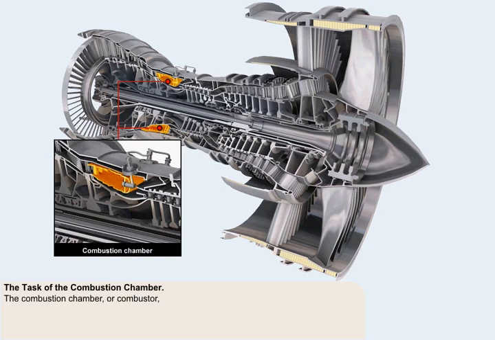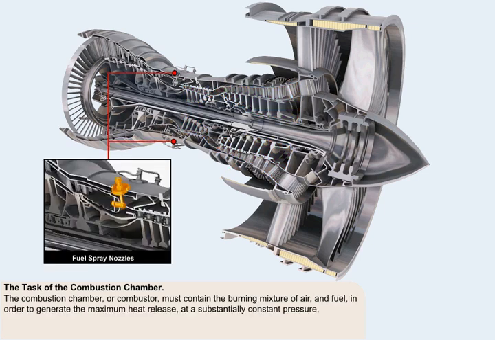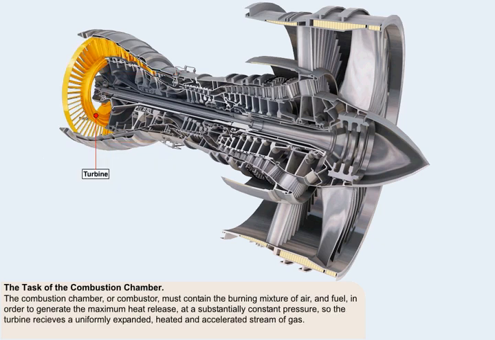The combustion chamber, or combustor, must contain the burning mixture of air, which is being passed from the compressor, and fuel, from the fuel spray nozzles, in order to generate the maximum heat release at a substantially constant pressure, so that the turbine receives a uniformly expanded, heated, and accelerated stream of gas.